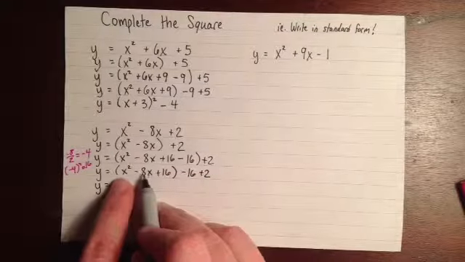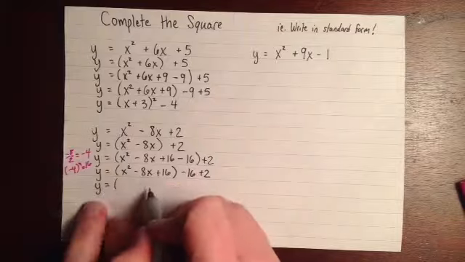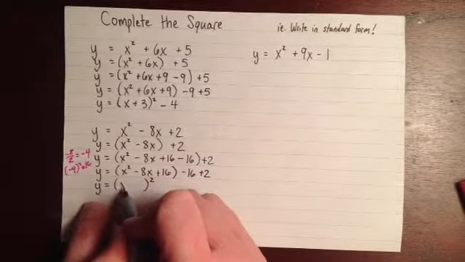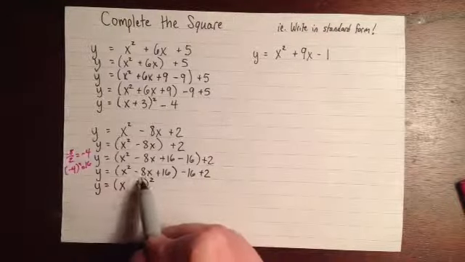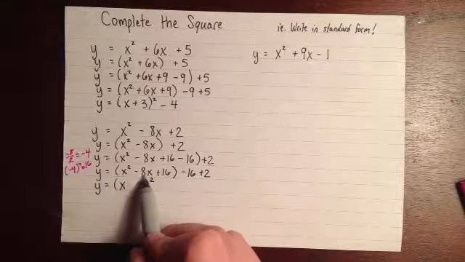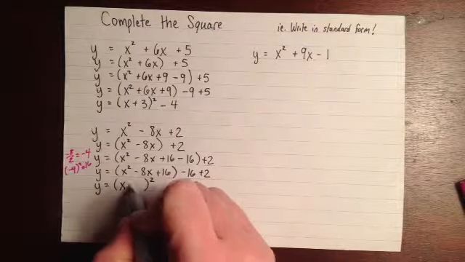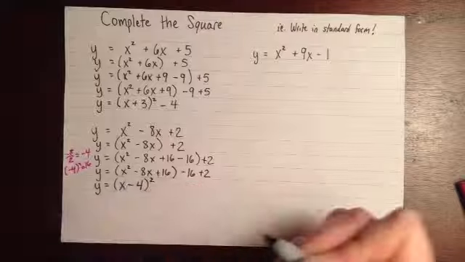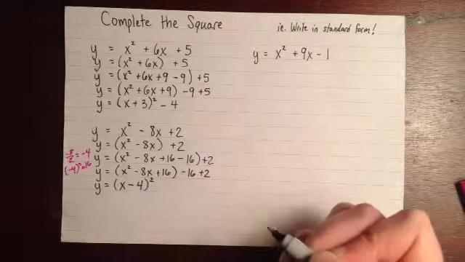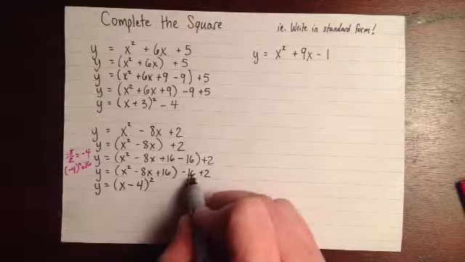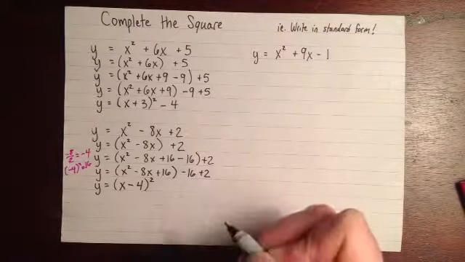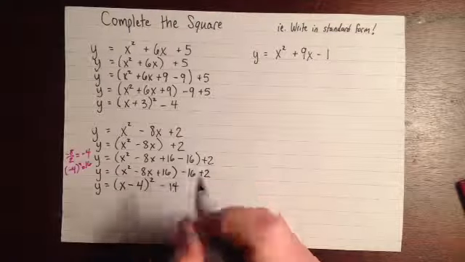My x squared minus 8x plus 16, that is a perfect square. And to figure out what goes here, we take this number, the negative 8, and divide by 2. So it's going to be x minus 4 squared. And then at the end we've got negative 16 plus 2, which is negative 14.